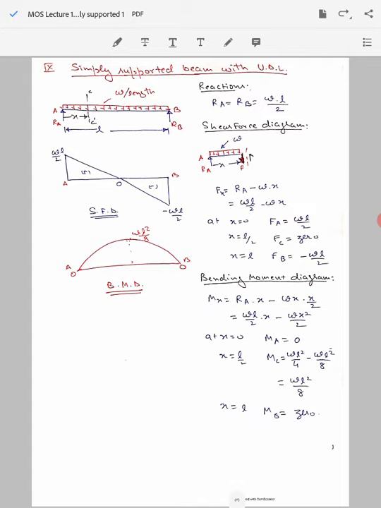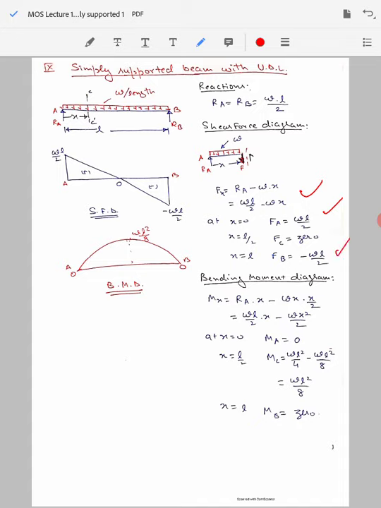Now we got this equation, we substitute the value of RA here, which is WL by 2. We got our equation for Fx for the beam. We evaluate this beam for both the extreme ends, that is x equal to 0 and x equal to L. We find that at x equal to 0 the value is WL by 2, and when we substitute x equal to L the value changes to minus WL by 2.